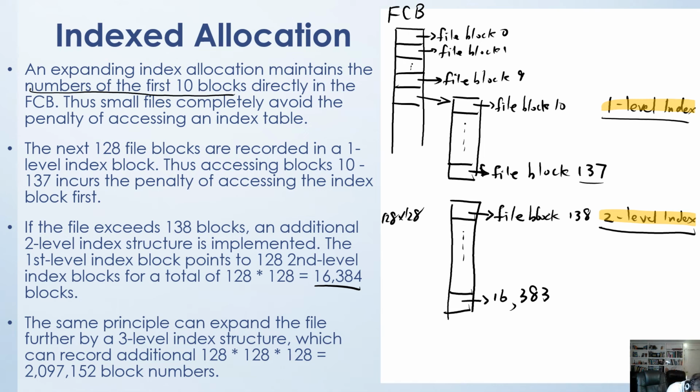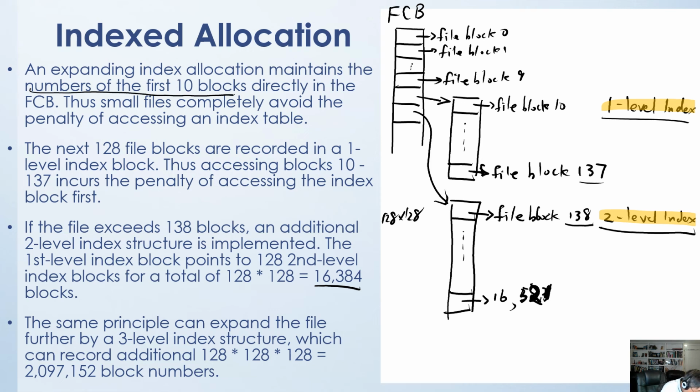Sorry, because it actually starts from 138. 138 plus the number of blocks, which is 16,384. So that's 16,521. Okay. So if the file size is smaller than 16,522, then the file access can be controlled within the file control block, the one-level index block, and the two-level index block.